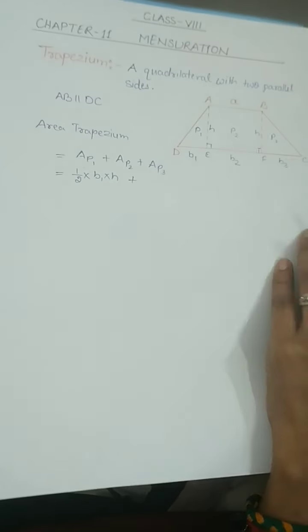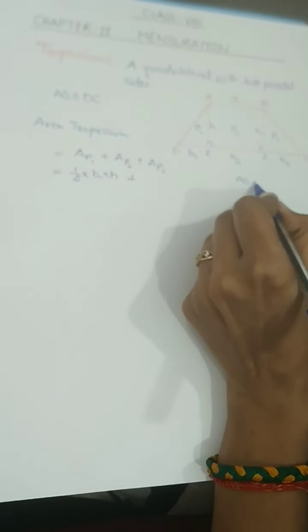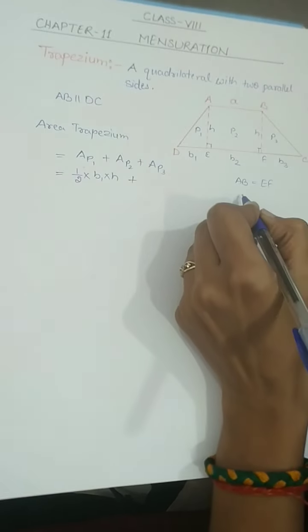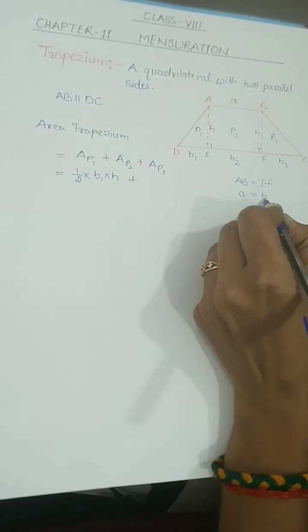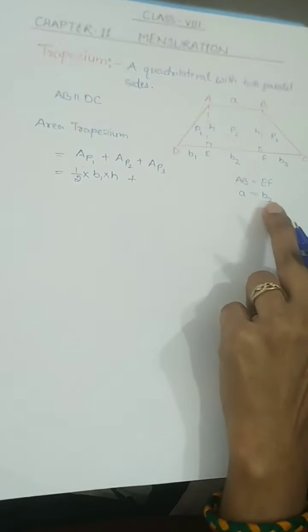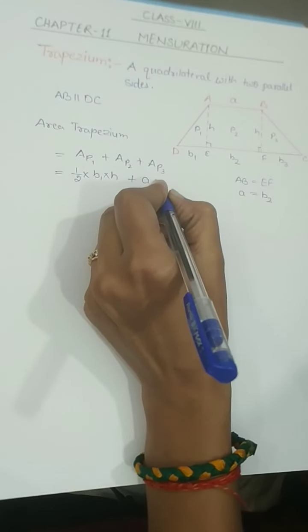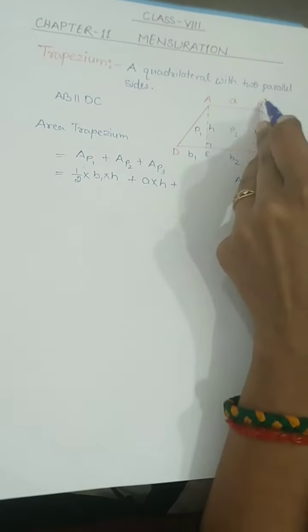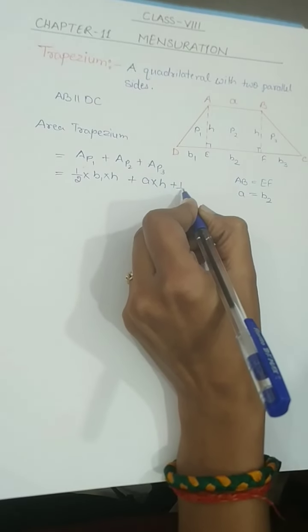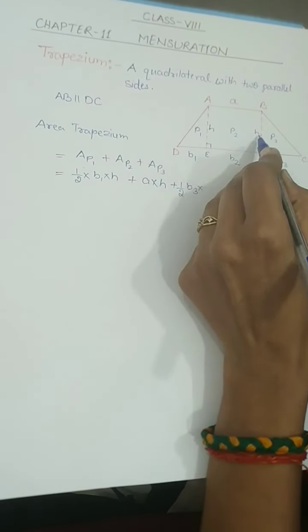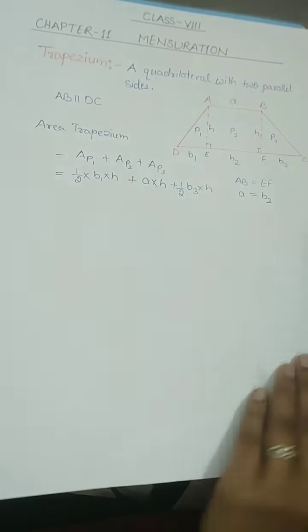Since it is a rectangle, AB must be equal to EF. So we can simply say that if AB is A, then A is equal to B2. The area of this rectangle is length into breadth, and the length is B2, which is also equal to A. So A into breadth, which is H, plus the area of part 3, again a triangle: 1/2, base B3, into height, again H. So this is the whole area of the trapezium.